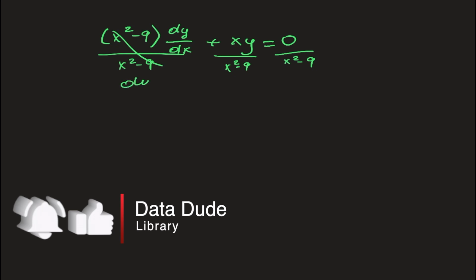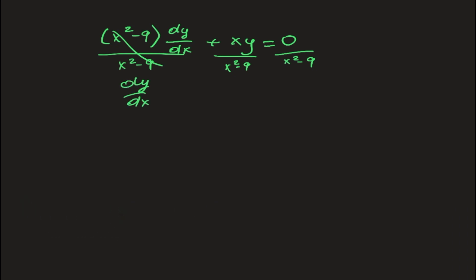Giving us dy dx plus x over x squared minus 9 times y is equal to 0. Notice this function of x is my p of x. And the 0 again is going to be f of x, which as you saw in our first example, is going to make it nice and easy for us there at the end. But we need to get there first.